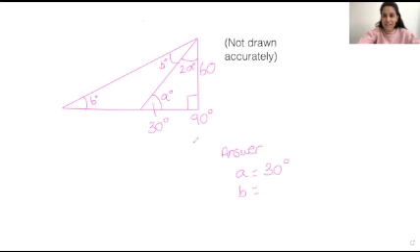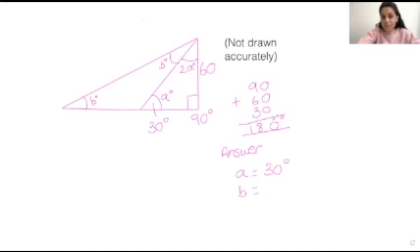Right, let's just check it to make sure that we're on the right track. So we know angles in a triangle all add up to 180 degrees. So hopefully 90 plus 30 plus 60 all add up to 180 degrees. So we got 90 plus 60 plus 30. 9 plus 6 is 15, plus another 3 is 18. And there we have 180 degrees. Brilliant, we're on the right track.